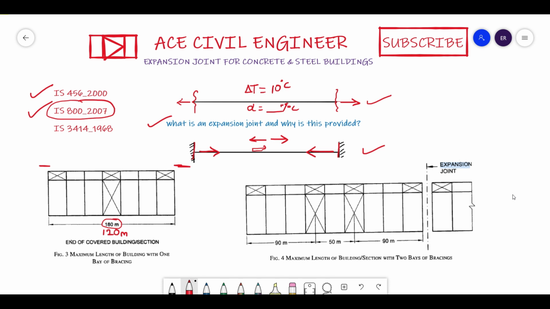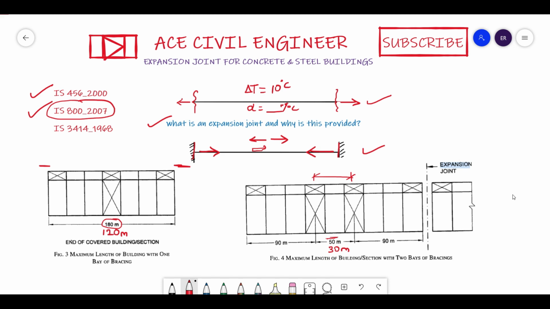Now the other provision given by IS 800, for the second case, is where we have two bracing bays. For that, it has mentioned that these two bracing bays should not have a clear horizontal distance beyond 50 meters, and this is valid only for a closed structure. If this is an open structure, then this needs to be restrained to 30 meters only.